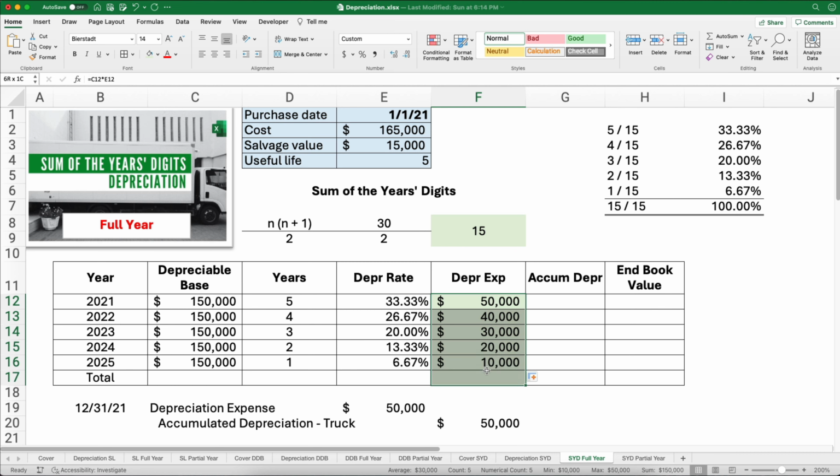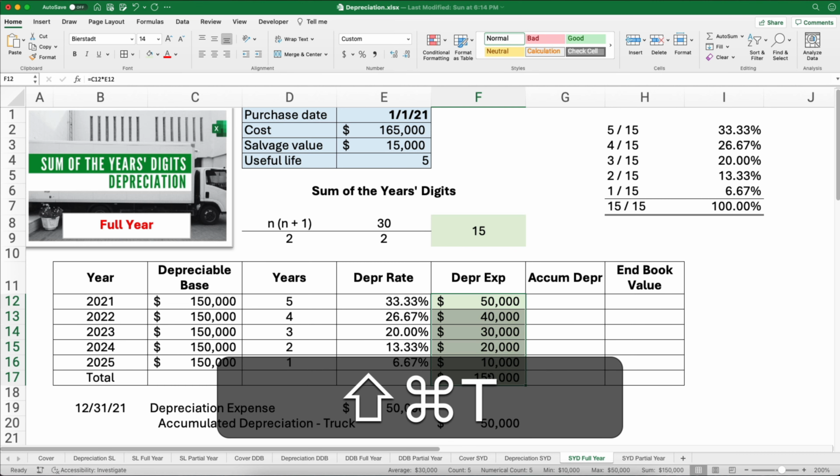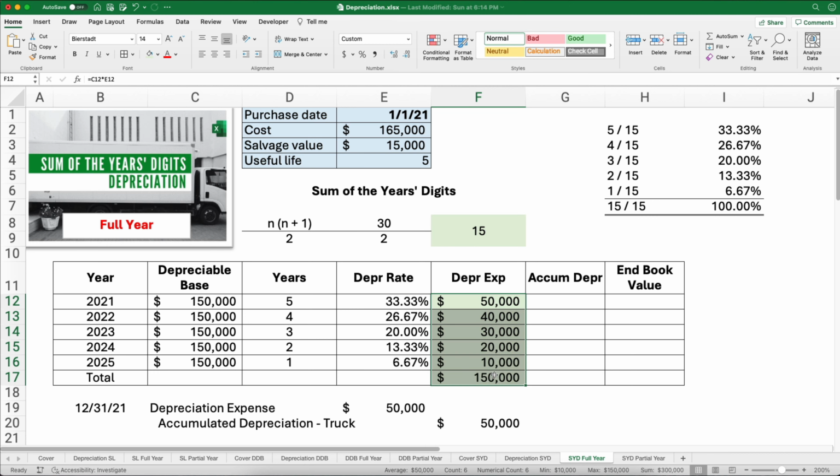And so what we have each year, I'm going to add this up, 150,000. Each year, we're going to have a smaller and smaller depreciation number. So this is also an accelerated method. Remember, straight line is the same amount each year. Double declining balance is an accelerated method, and sum of the year's digits is an accelerated method.